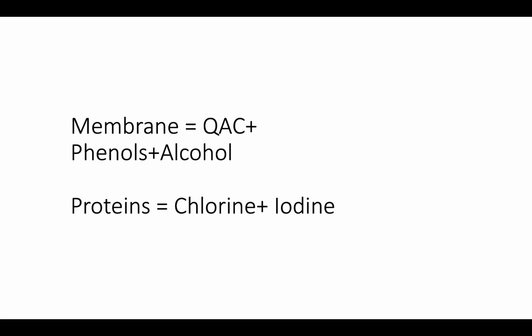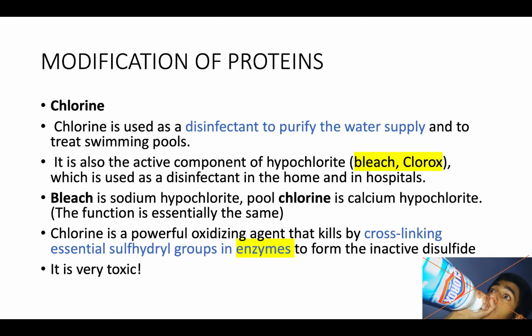So membrane حكينا QAC زائد phenol زائد alcohol. والبروتينز you use chlorine plus iodine. هلا نحكي عن الايودين نجي لقدام شوي. So chlorine, now we are beginning talking about modification of proteins. Chlorine is used as a disinfectant. بتعرفوا الكلورين مش مثلا بيحكوا مثلا هاي المية فيها كلور صح؟ البراك والواتر سبلاي عادة موجود بيستخدم فيه كلورين. Chlorine is a common disinfectant to purify water supply.